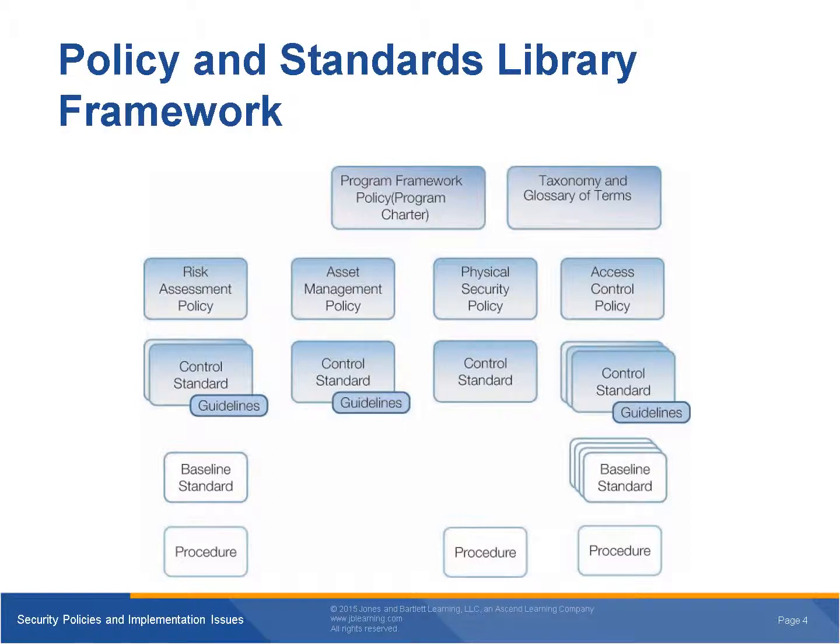So the Policy and Standards Library Framework. An IT policy framework includes the policies, standards, baselines, procedures, guidelines, and taxonomy. Many frameworks resemble a hierarchy or tree. At the top of the tree is a charter or program framework policy, followed by additional policies. Then there are several standards. Under standards are many guidelines and procedure documents.